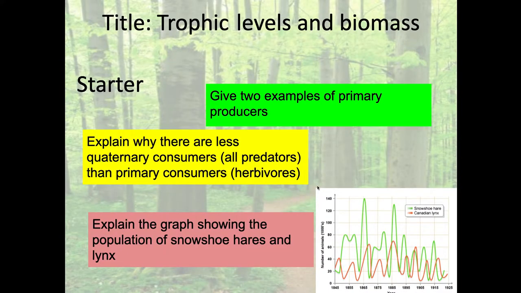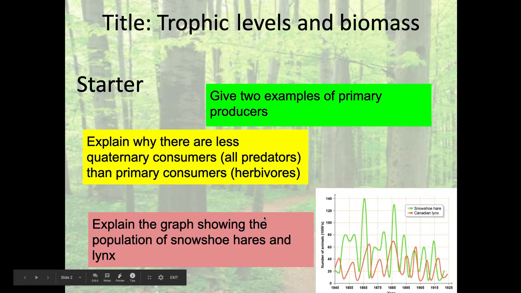So, starter for you, 3 questions. 2 examples of primary producers. Why there are less quaternary consumers, that's a term that refers to all predators, than primary consumers, the herbivores. Why are there fewer of these than there are of these? And then looking at this graph, and this is quite a hard question, but we have done a question just like this in our previous lesson 3. So you should be okay with that. So pause the video, answer the questions, and then look at the answers on the next slide.